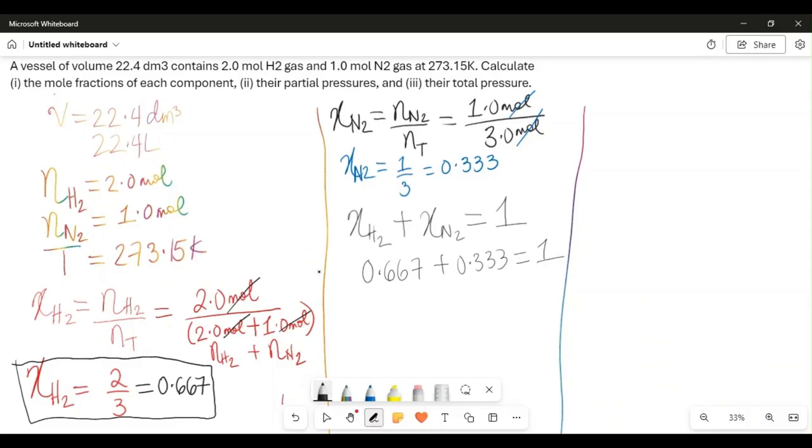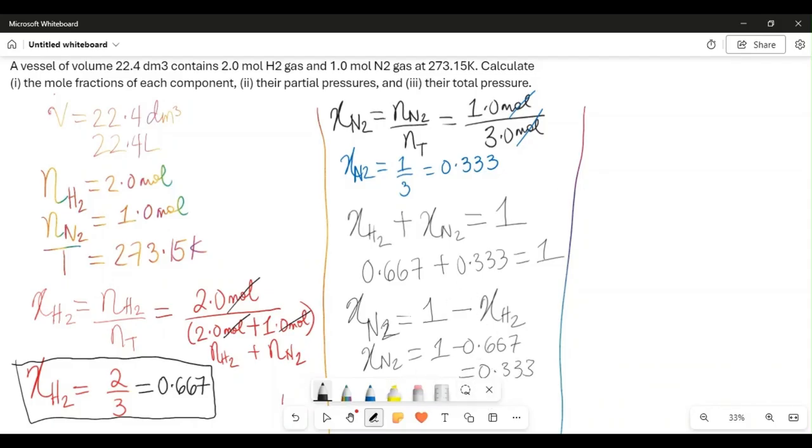Which also means that if you solve for the mole fraction of one component, you can just subtract that from 1 to get the answer. Like how we have the mole fraction of H2, to find the mole fraction of N2 we could have simply done 1 minus the mole fraction of H2. So the mole fraction of N2 would have been 1 minus 0.667, which is 0.333. So that's how you do it.